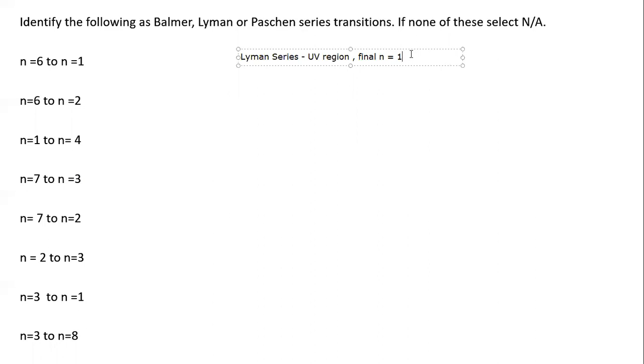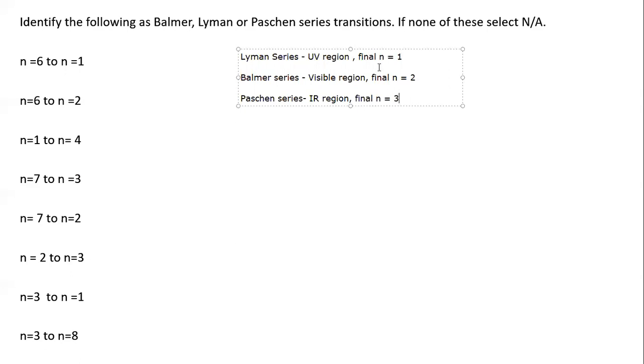Now for the Balmer series, it's in the visible region, and the final n is 2. And then the Paschen series, IR region, final n is 3. Now the other n needs to be larger than 1, 2, or 3.